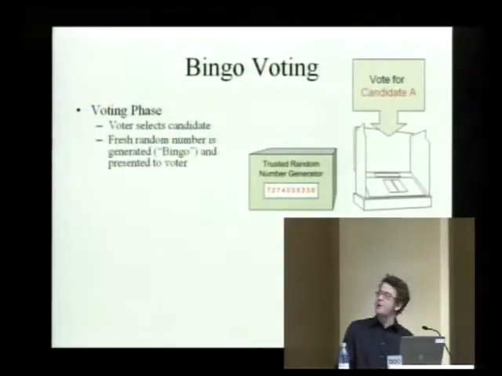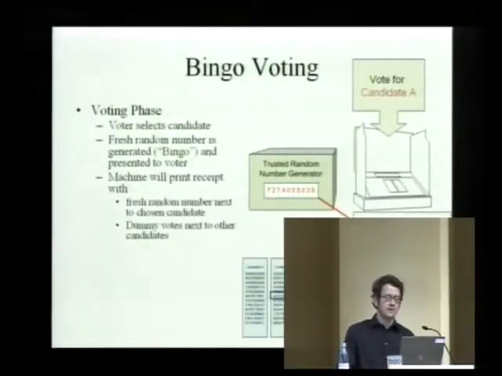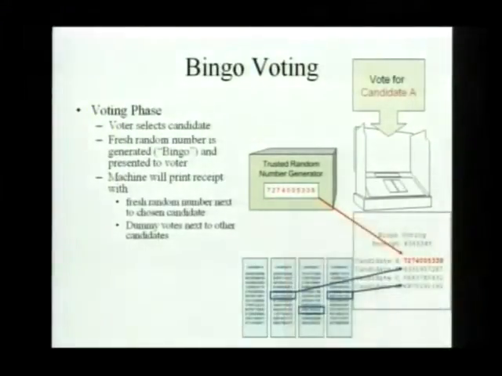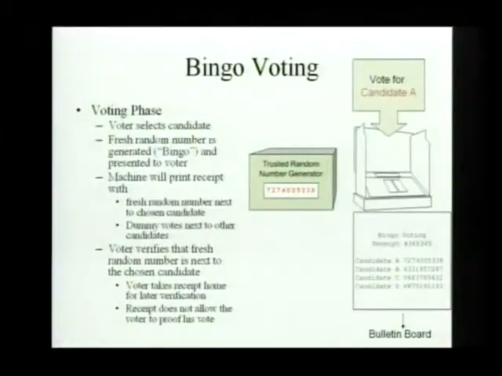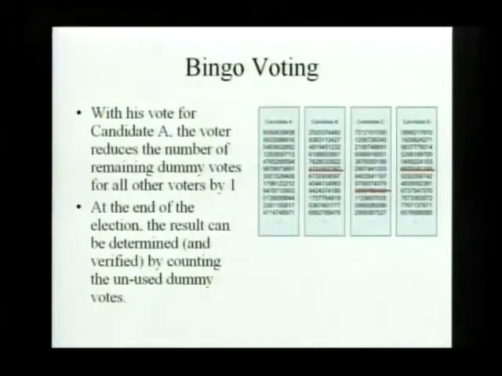So the trusted random number generator creates a random number, and you receive a receipt which has this trusted random number next to the candidate you chose, and a random number from the pool next to the other candidates. So by voting for candidate A, you are reducing the number of remaining random numbers for each candidate. And the receipt you take home, and the receipt is also published on the bulletin board, and you go home and you check that your receipt appears on the bulletin board.